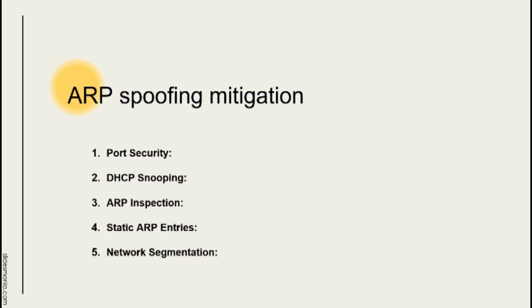And the next strategy is ARP inspection. ARP inspection is a type of strategy where it scrutinizes ARP packets to validate that the IP to MAC address mappings are legitimate and verified. And by enabling ARP inspection on switches, it ensures that ARP packets are verified against the DHCP snooping database or the static ARP entries. Thus, protection against ARP spoofing is achieved by allowing only authorized ARP traffic.